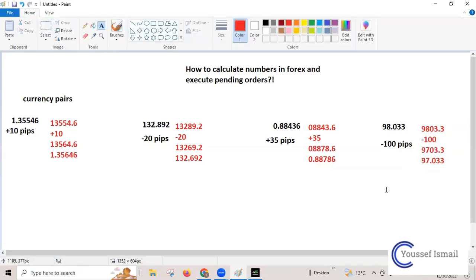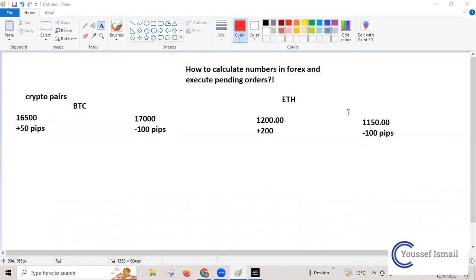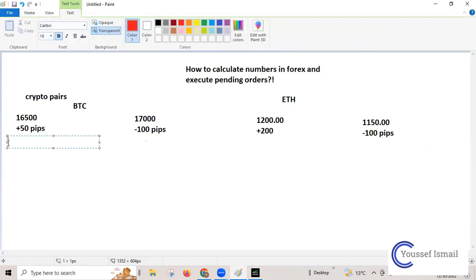Now we are going to have another examples regarding cryptocurrencies. And now we have 4 examples. 2 of them are Bitcoin numbers and the other 2 are for Ethereum numbers. So now in the first example from the left, we have a Bitcoin number which is 16,500, and we need to add 50 pips to this number right there. So here in the Bitcoin, it is very, very easy. We don't need to make any changes to the number.